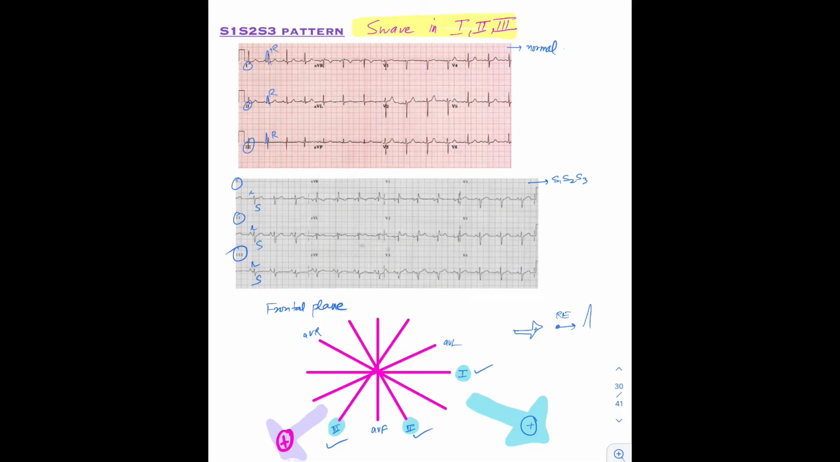Okay, now because of this, everything will be reversed in leads 1, 2 and 3. Therefore, you will be seeing the major part of the QRS in the form of S waves in leads 1, 2 and 3. So this is the reason why we see this pattern, that's S1, S2, S3.